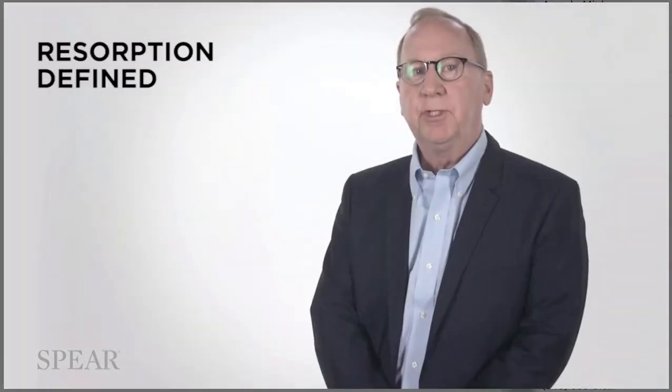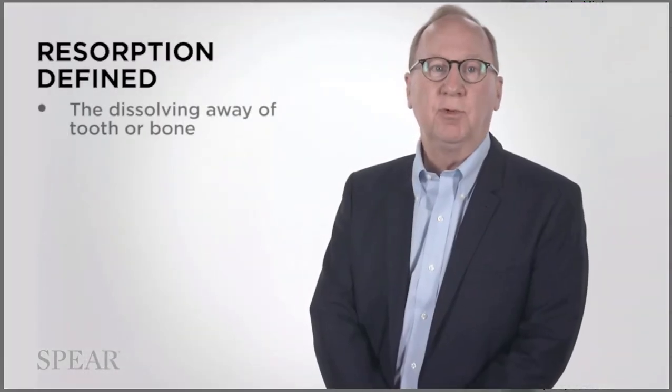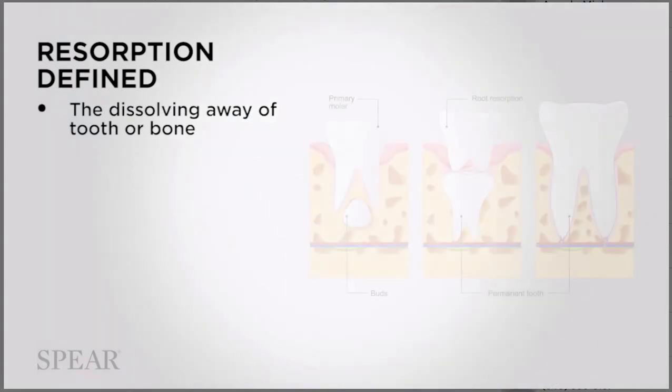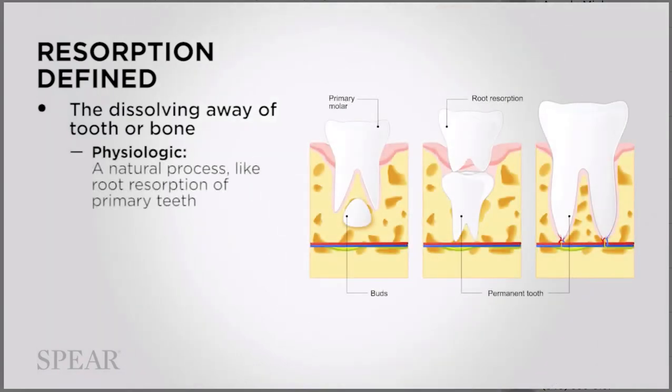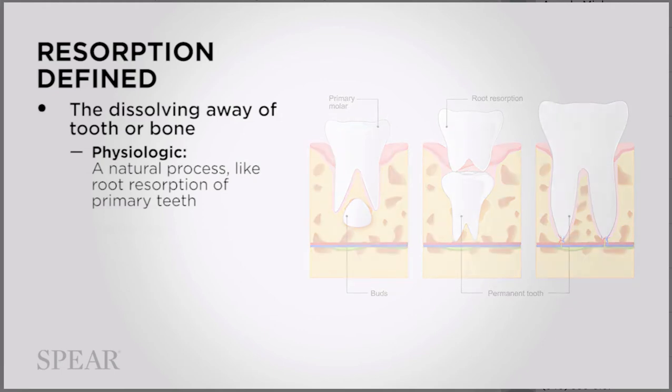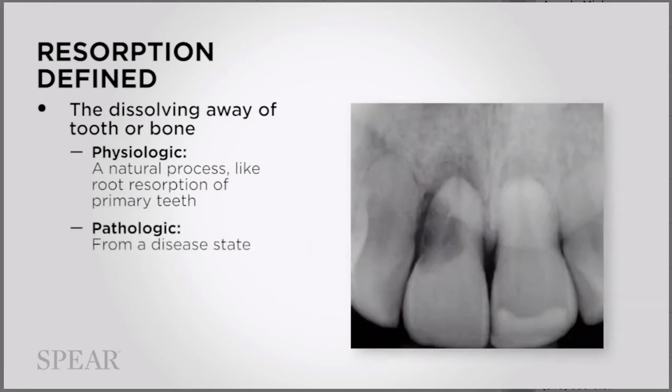As we define resorption, resorption is the dissolving away of tooth or bone. There's a physiologic resorption, which is a natural process like root resorption of primary teeth. But there's also the pathologic process. This is the process of resorption from a disease state.